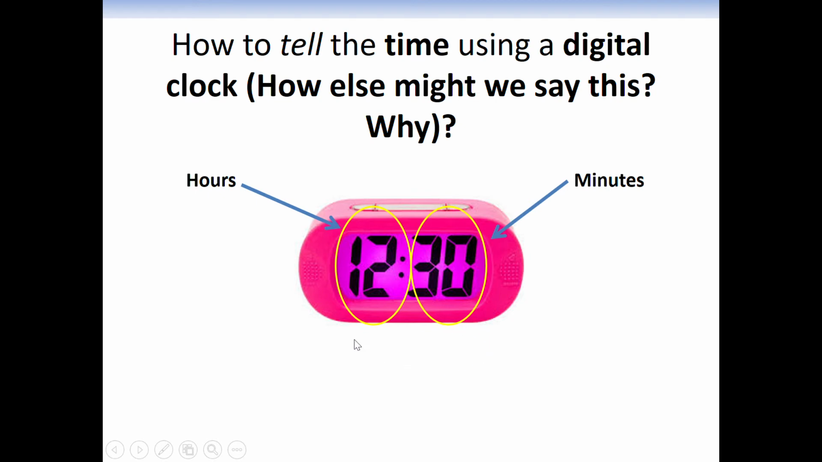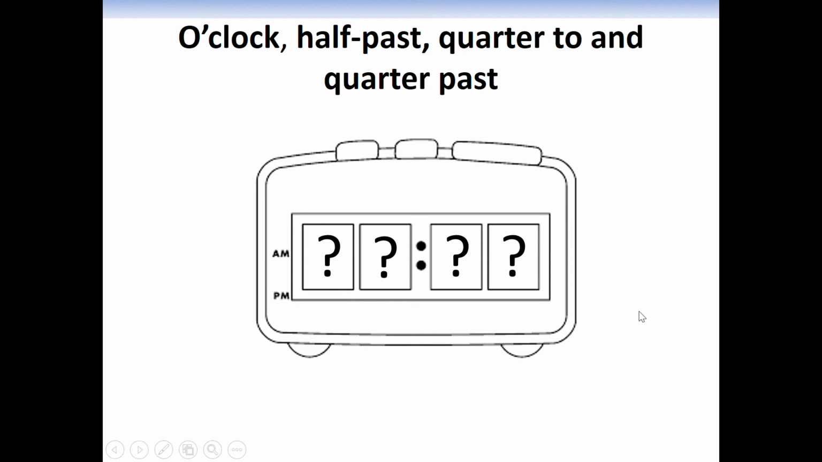The time here is 12:30. How else might we say this? Take a moment with your learning buddy now and discuss. That's right. We can also say this time as half past 12. Now we will take a look at o'clock, half past, quarter to, and quarter past on digital clocks.